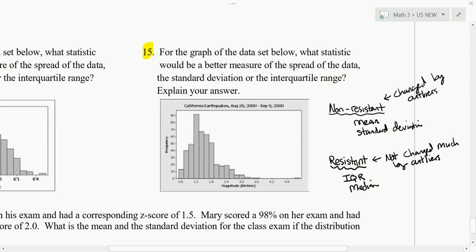and so in this case we're looking at some data that has a bunch of data centered here, but then it spreads, tails off to the right. It's skewed to the right is what we say. So we have a lot of small values off to the right and possibly some outliers. So when your data is like that, we're going to want to choose resistant measures. And so IQR, the interquartile range, is what we're going to want. And that's our answer.